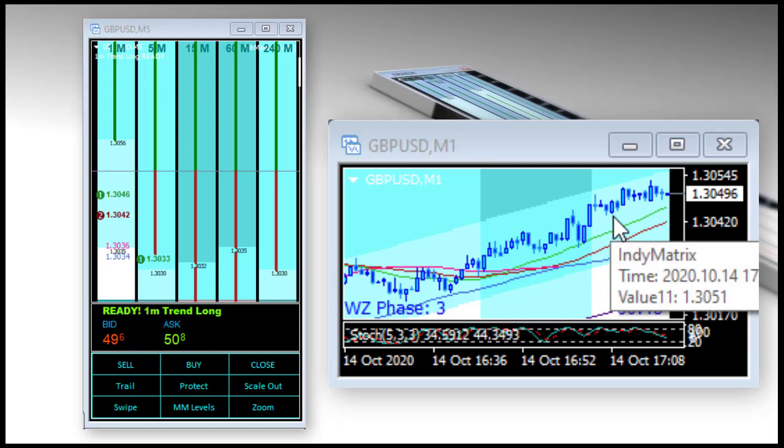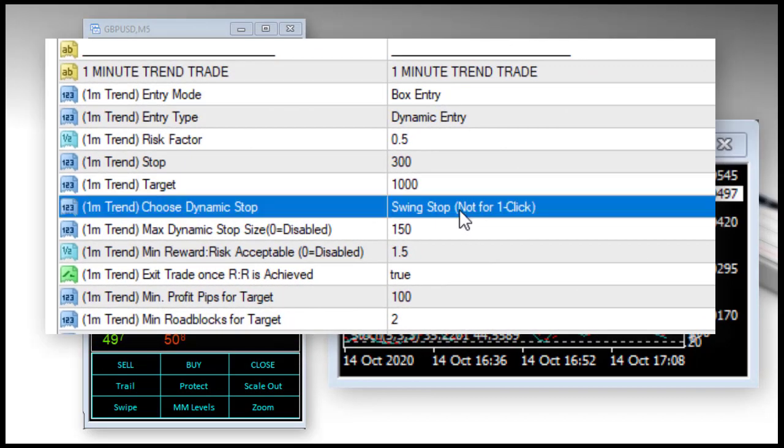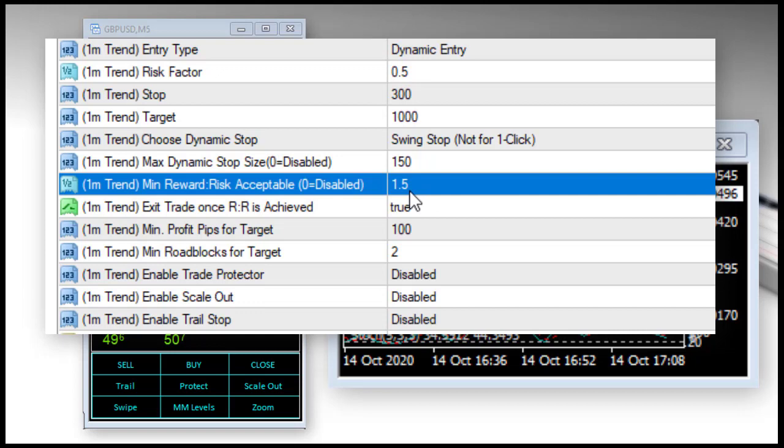Okay, so it'll calculate it, and then it'll look for a target, and let me just show you. I've got it set to swing stop. I've got the maximum dynamic stop size at 15. So if the stop ends up being more than 15 pips, it won't even entertain the idea of the trade. On a swing stop, it shouldn't be bigger than that. And whatever the stop ends up being, it's going to look for 1.5 times that distance. So if it's a 10 pip stop, it's going to look for a 15 pip target. If it is a 15 pip stop, it'll look for a 22.5 pip target.